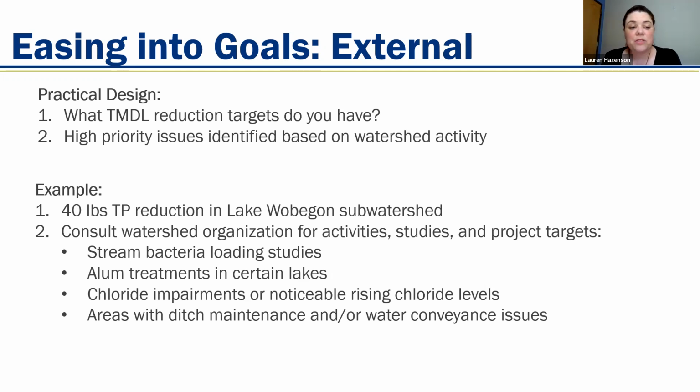Some examples of that: we're looking at 40 pounds of total phosphorus reduction in Lake Wobegon. That's a general external goal for the watershed. And then you can consult your watershed organization for some activities, studies, project targets. So you already have a framework in place in that particular example. This is an opportunity for you. We're not saying this is something that you need to do. This is not a requirement. It's just another resource available.